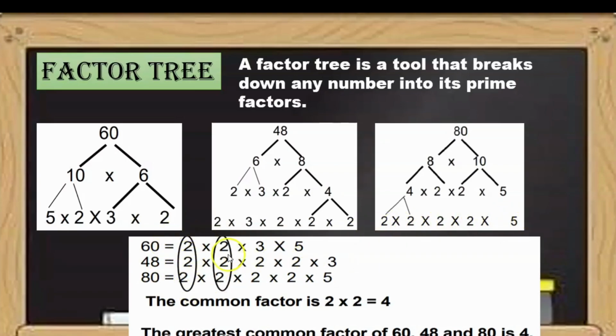And then, titignan natin yung mga numbers na parehas na meron sila. Pinag-multiply natin yan. Kinuha natin. Ito na yung mga common factor nila. 2 times 2 equals 4. So, the greatest common factor of these numbers is 4.